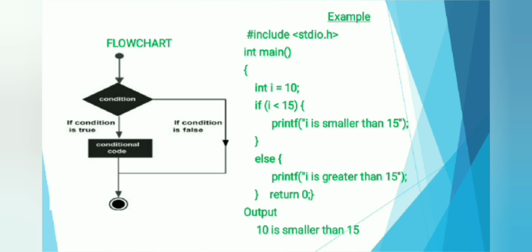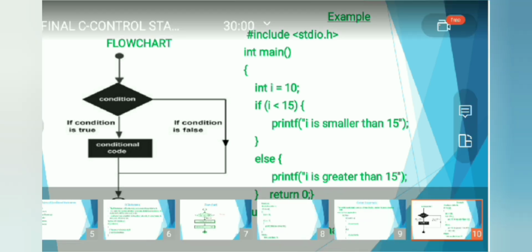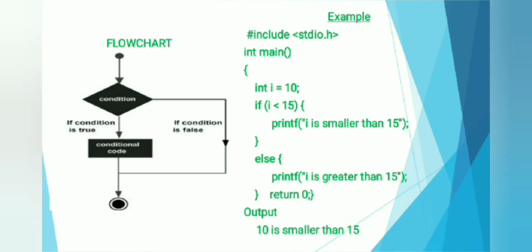So what will be the output? "I is smaller than 15" will be displayed, right? If it is false, the control moves to the else part, so "I is greater than 15" will be returned. But here the condition is true. So automatically the "I is smaller than 15" statement will work, right?